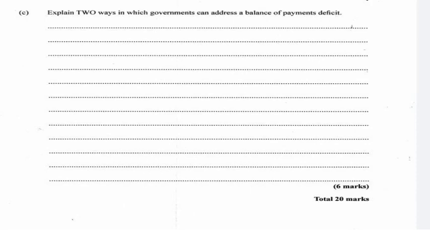Ways a government can address a balance of payments deficit are: a balance of payments deficit can be financed by borrowing from international financial institutions such as the International Monetary Fund, IMF. Also, the country can draw on its foreign currency reserves built up during periods of surplus on the current and capital accounts.